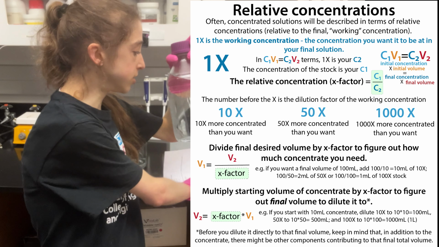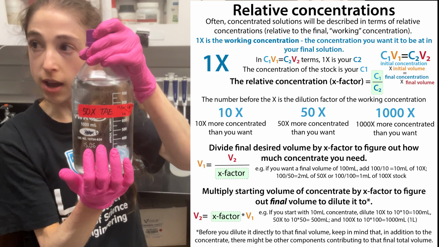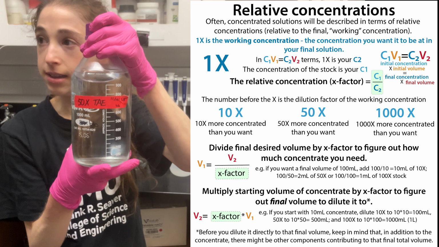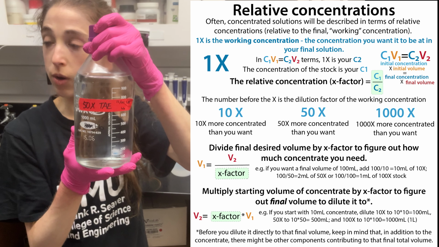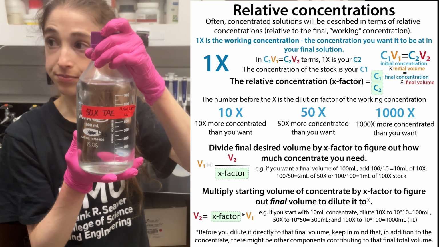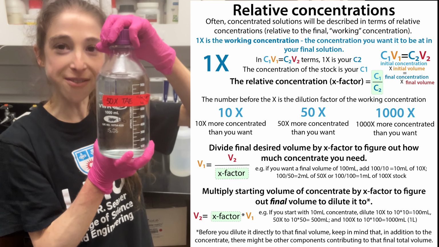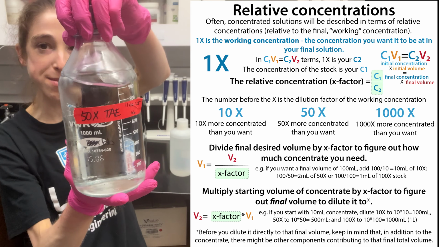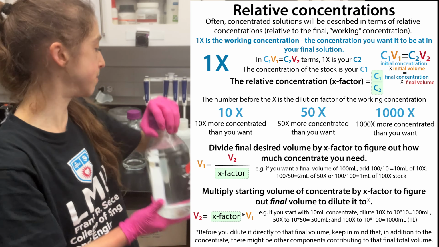So the X factor, remember, so we have this volume, we have a liter. So how many liters of our 1X can we have? 50, exactly. We can make 50 liters just by making this 50X one time.